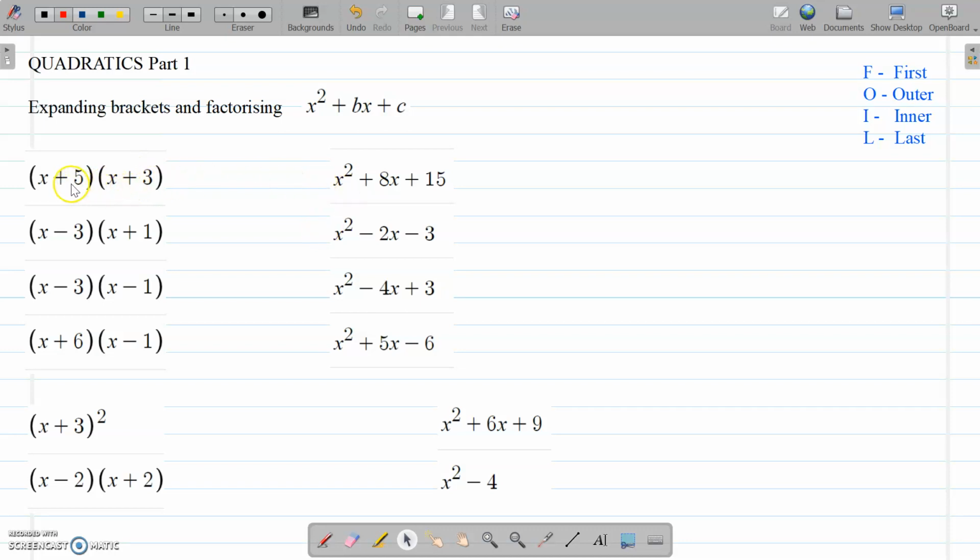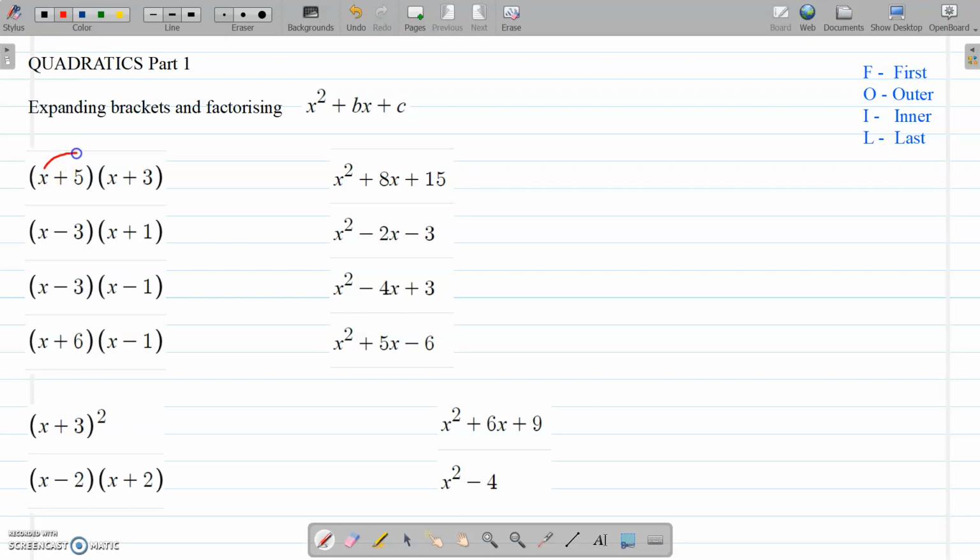Okay, so what we have on the left here is a pair of brackets. In other words, something that's already been factorized. You've got one bracket multiplied by another, fully factorized. And we're going to convert it into the form x squared plus bx plus c. Now the answers are here on the right, but I want you to see how you can get to them using this well-known mnemonic FOIL, standing for first, outer, inner, last. Okay, and it quite literally means that you take the terms in that order and combine them.